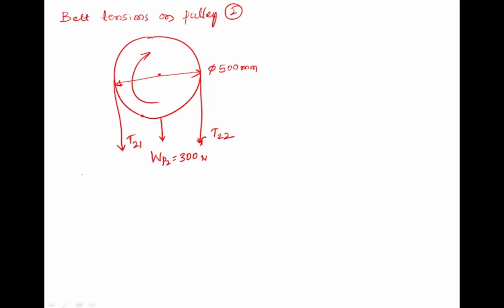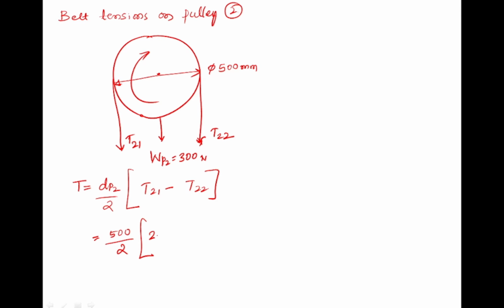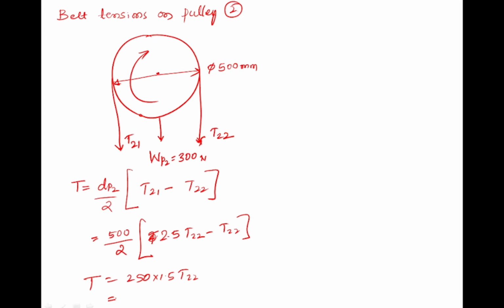Okay. Now let us calculate. T equal to dP2 divided by 2 in bracket T21 minus T22. So now diameter of the pulley is 500 divided by 2. So this is how much? So 2.5 times of T22 minus T22. So you are going to get 250 into 1.5 into T22. So T is equal to 375 T22. Okay.